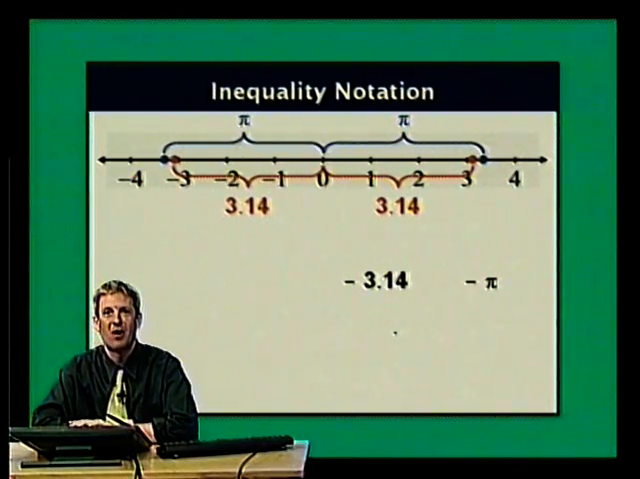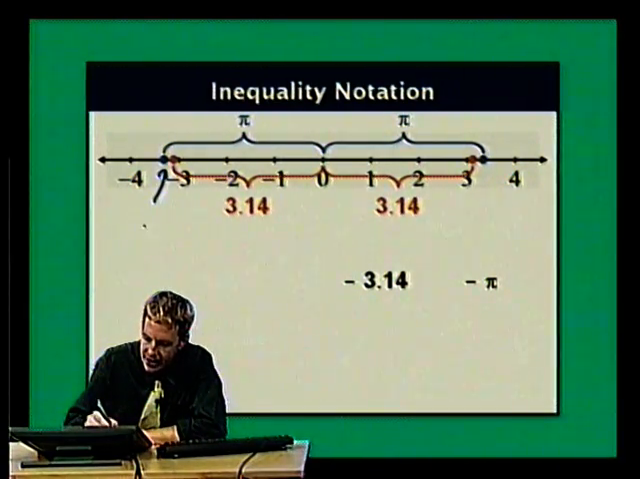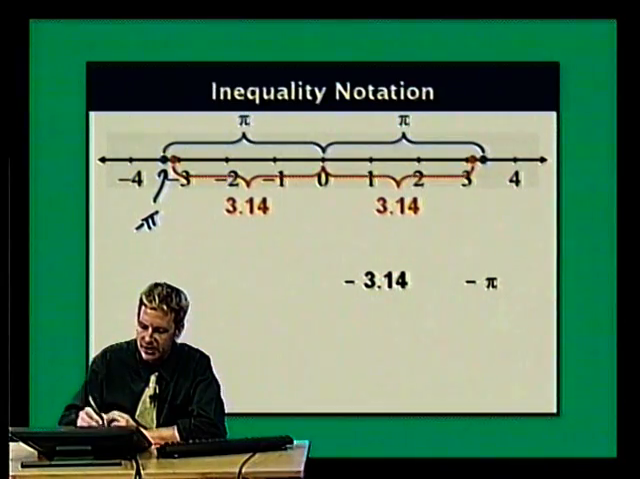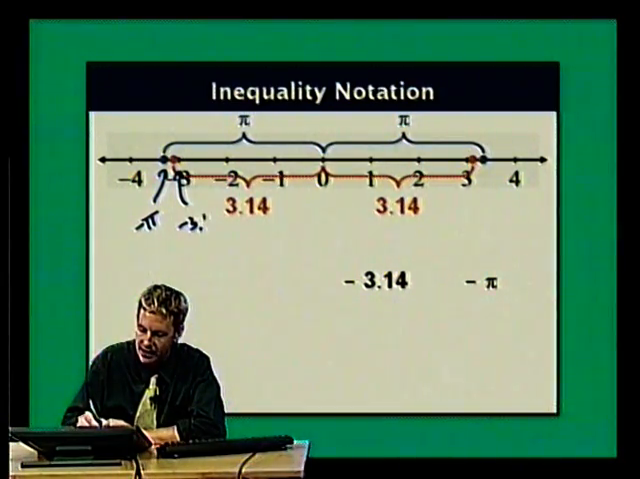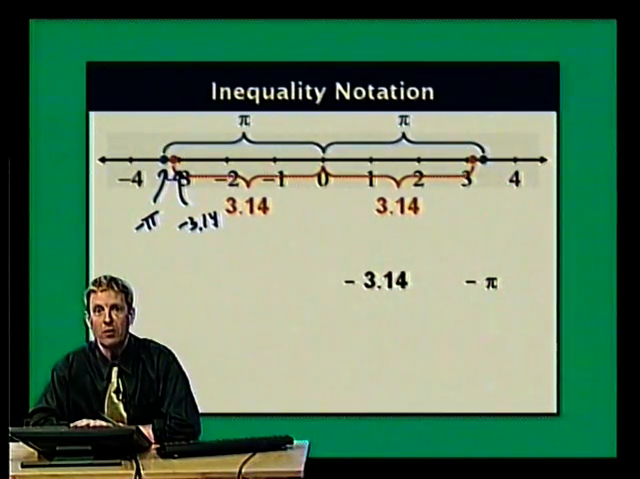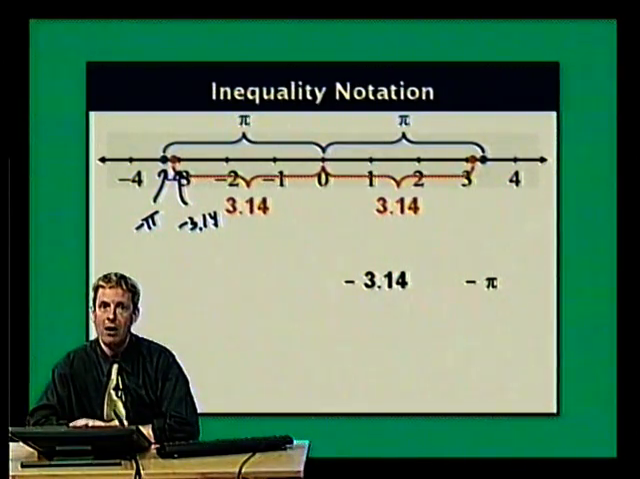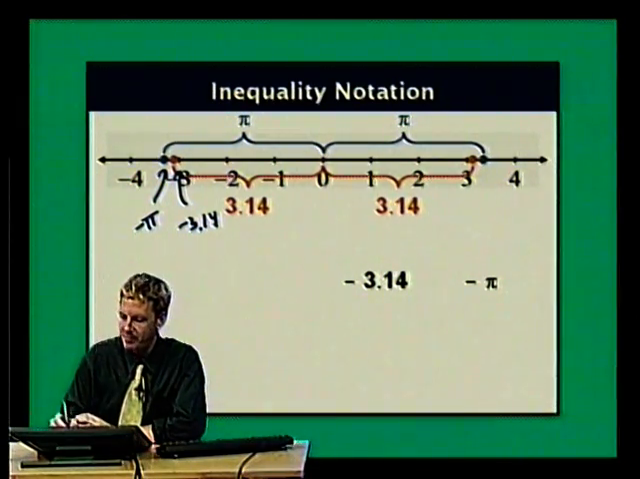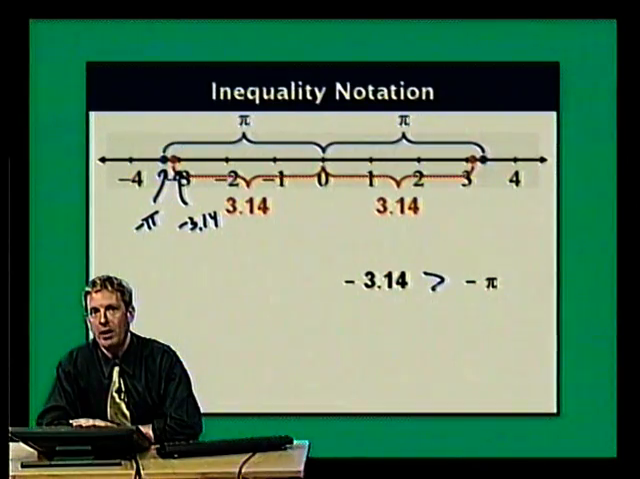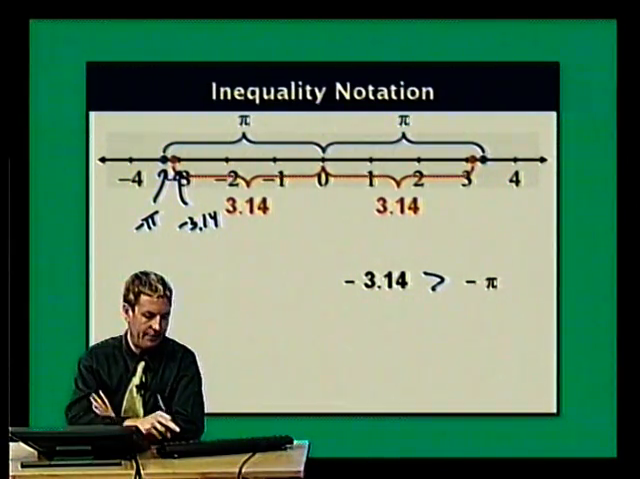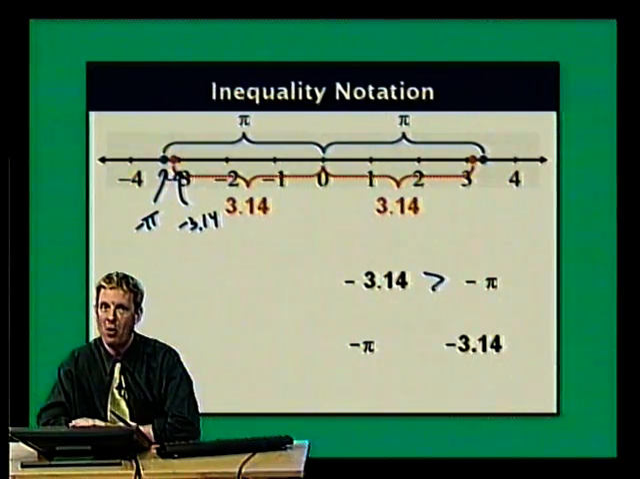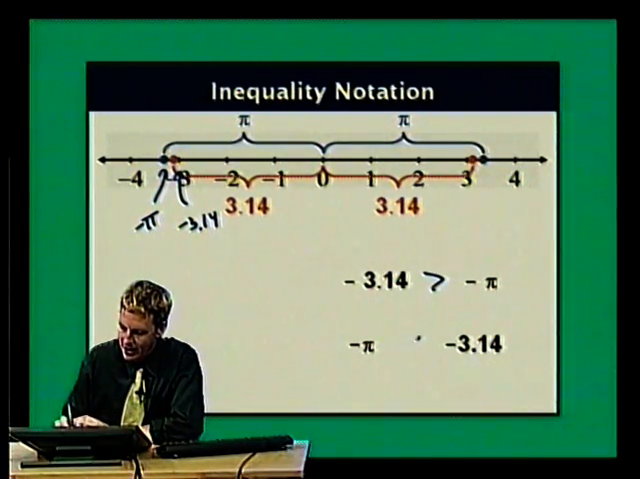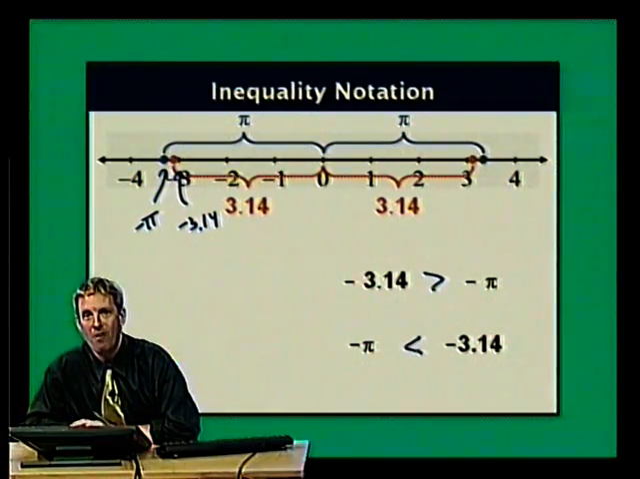So let's move our picture over into negative territory there. This time, the fact that the point associated with negative pi is farther from 0 than the point associated with negative 3.14 ends up with a result that negative pi lies to the left of negative 3.14. Or similarly, negative 3.14 lies to the right of negative pi. So negative 3.14 is greater than negative pi. And since negative pi is the point on the left, negative pi is less than negative 3.14.